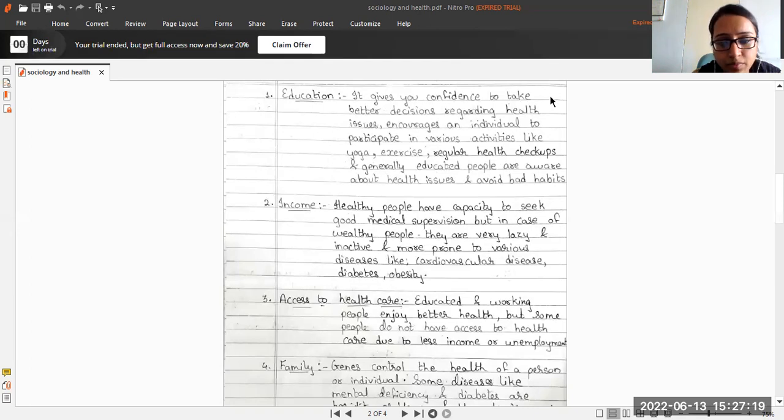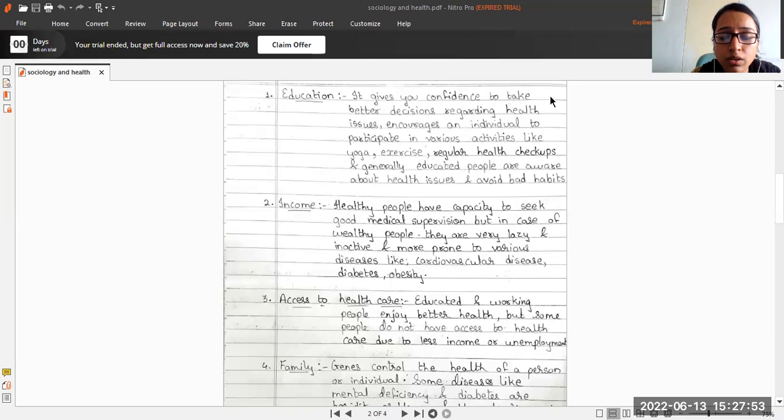Next is income. Healthy people have the capacity to seek good medical supervision, but in the case of wealthy people, they are very lazy and inactive and more prone to various diseases like cardiovascular disease, diabetes, and obesity. Once we talk about income, healthy people are aware of health issues, so they will go for good medical supervision and will surely look after their own health. So it will be a plus point for them.